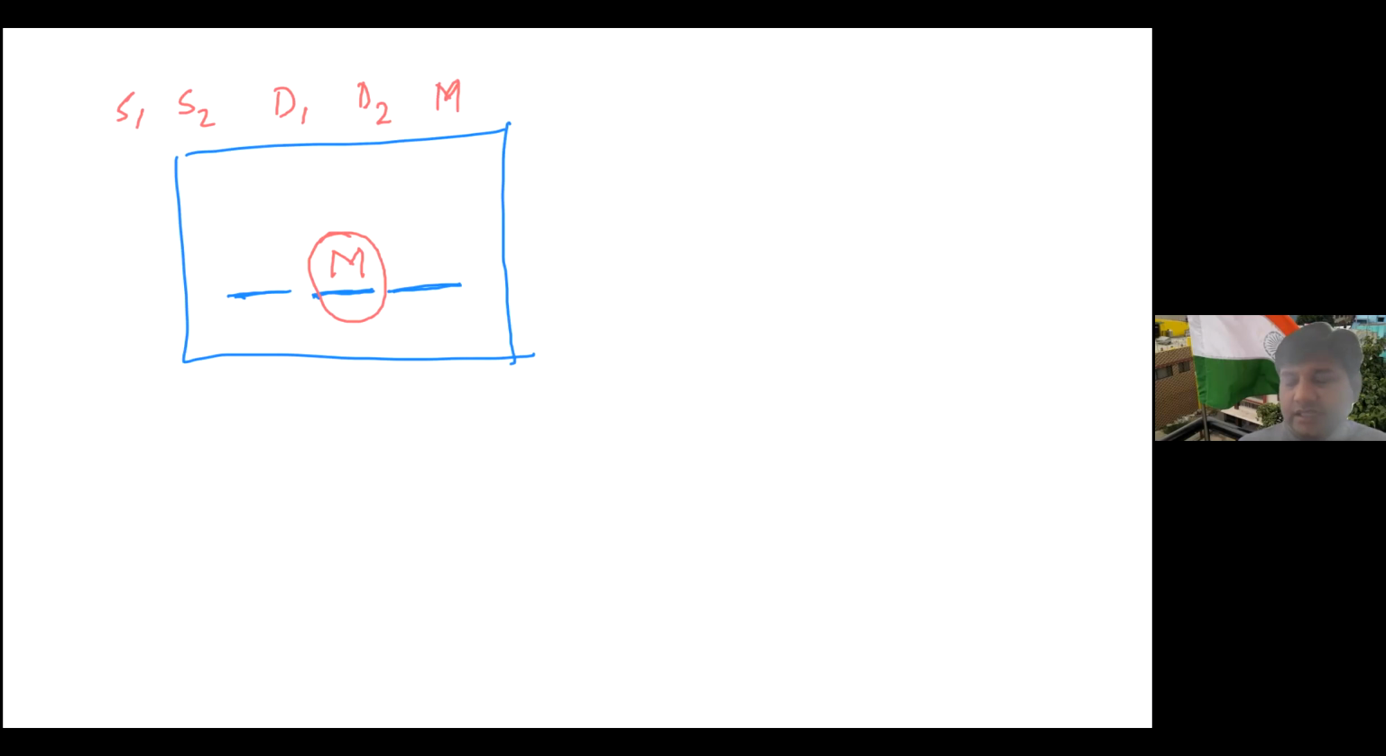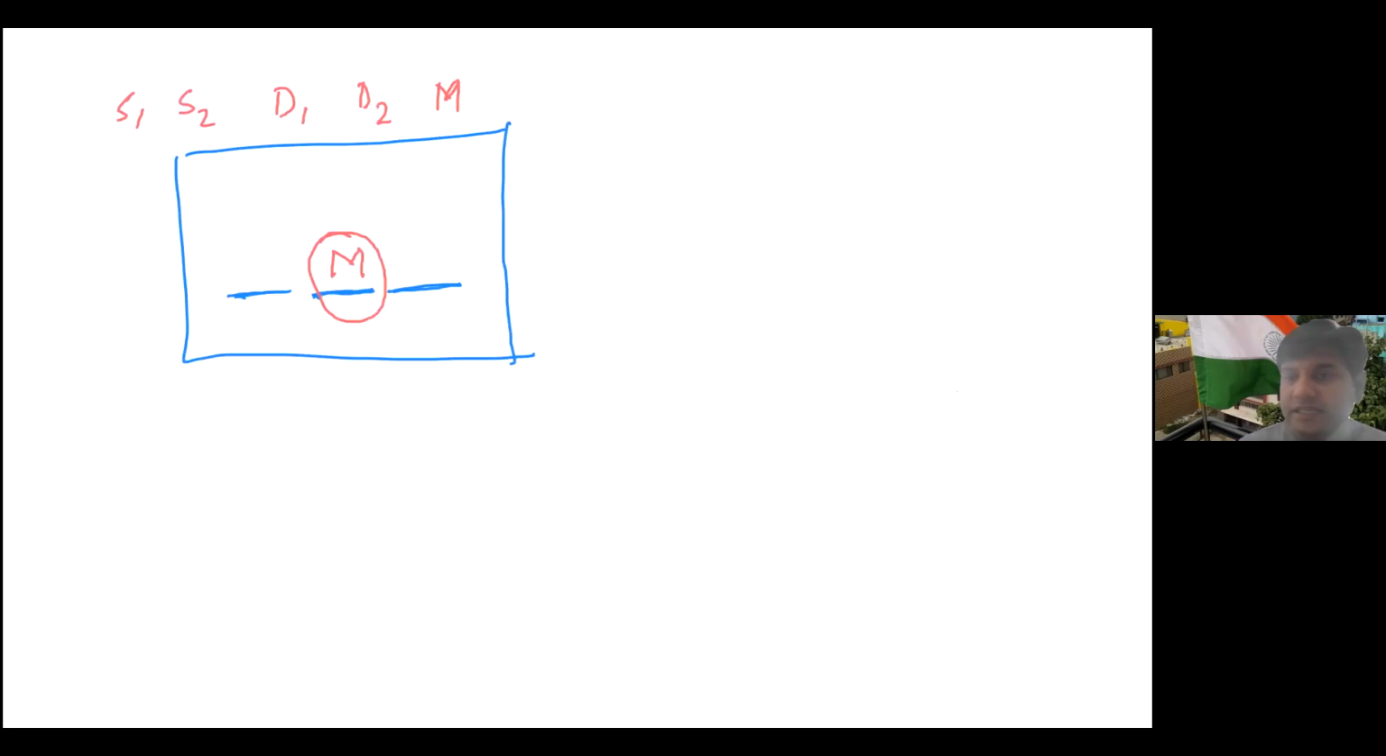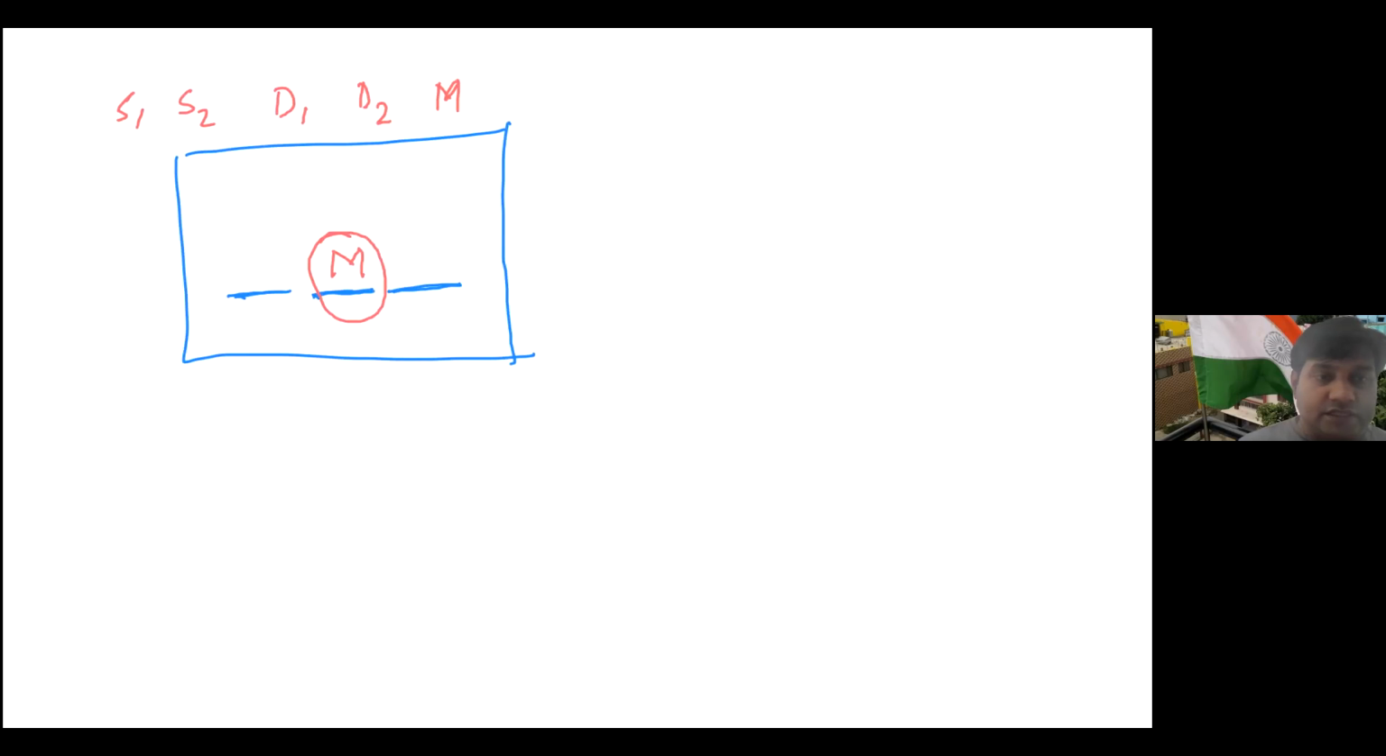Now, out of these chairs, what was the condition? We have fulfilled one condition, that there are three chairs and the mother always sits on the central chair. That condition is fulfilled by making sure that we have fixed this. The second condition was that either both the wives sit or both the wives stand. So now we will try to fulfill that.